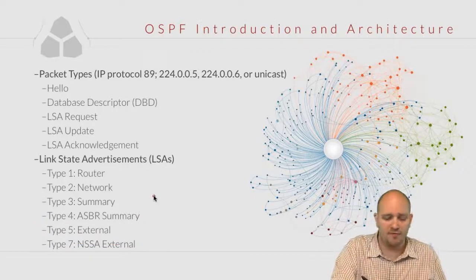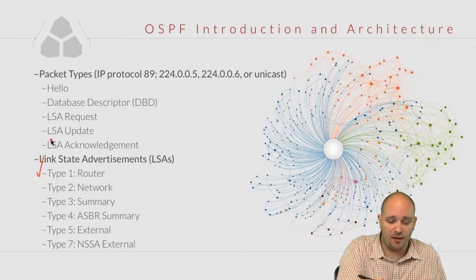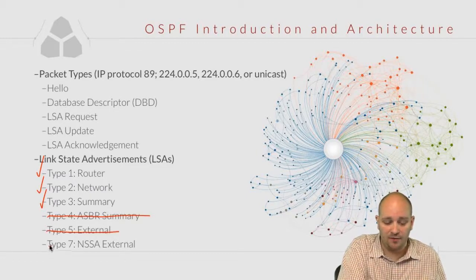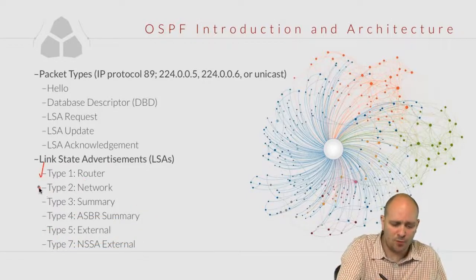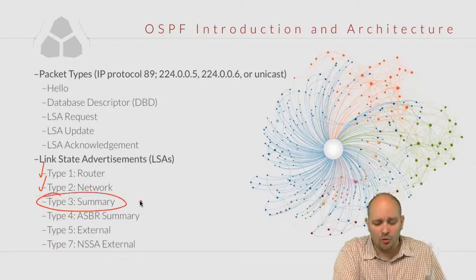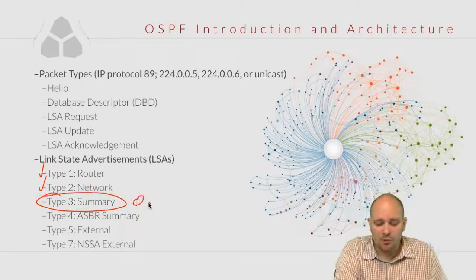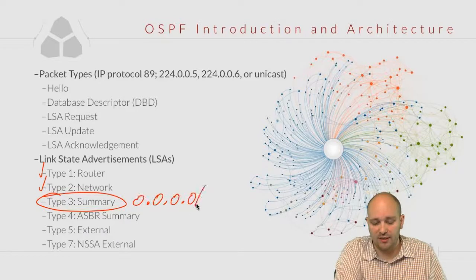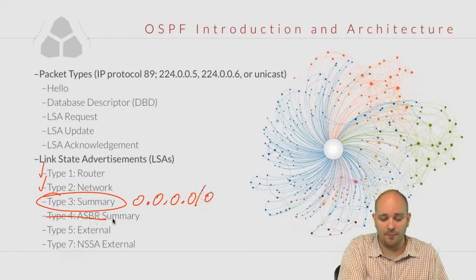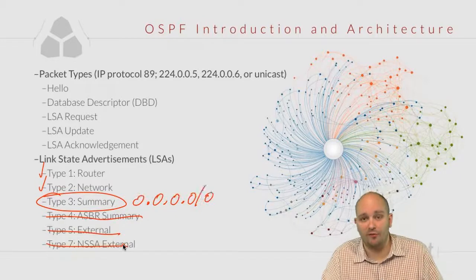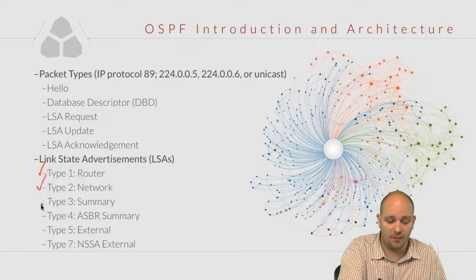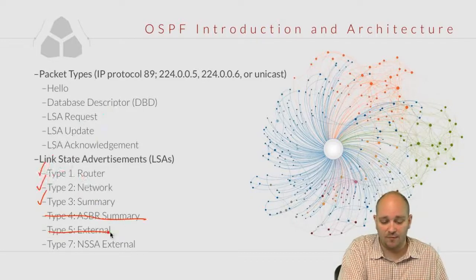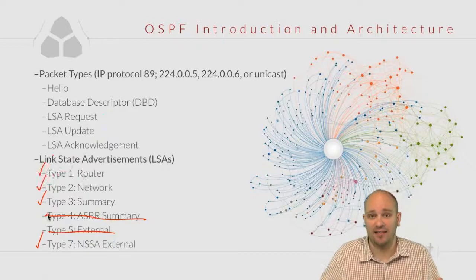In the stub areas, for example, we can have type 1 LSA, we can have type 2, we can have type 3, but we cannot have types 4, 5, and 7. In a totally stubby area, we can have type 1, type 2, and we can have type 3, but it's only going to be the default route that is going to be injected with type 3 summary, and we cannot have types 4, 5, and 7. In the case of the NSSA area, we can have type 1, type 2, type 3, but we cannot have types 4 and 5, but we can have type 7.